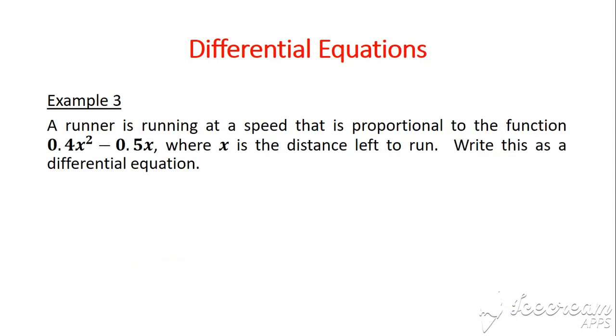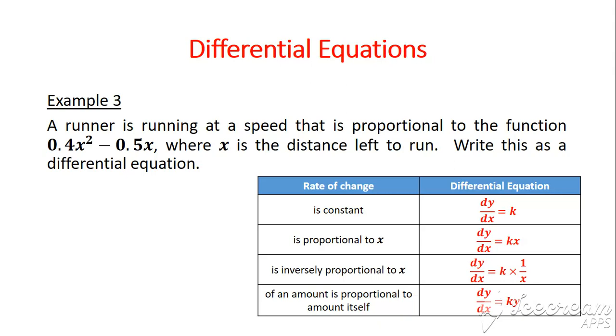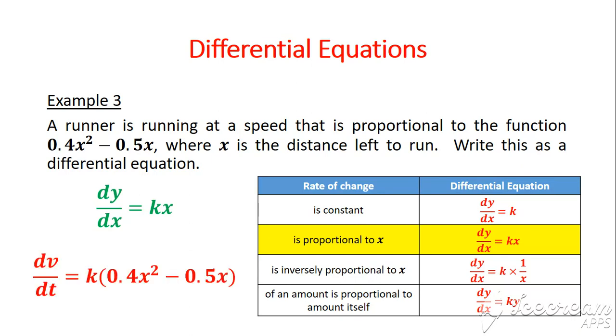All right, what about this one? Example 3, a runner is running at a speed that's proportional to the function 0.4x squared minus 0.5x, where x is the distance left to run. Right, this is a differential equation. Well, we're using the word proportional to a function of x, so we're using this differential equation. So we're going to say dy over dx is equal to k times x. And we're going to change that to dv over dt. dv is speed and dt is time. And we've got some constant k times the function x, which is 0.4x squared minus 0.5x.